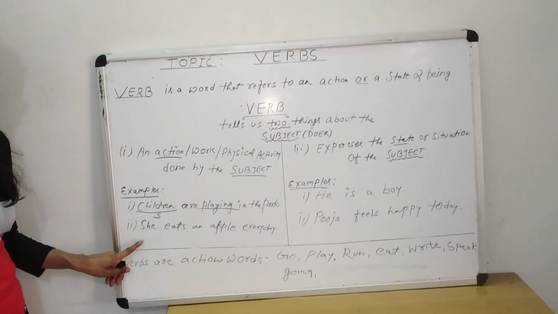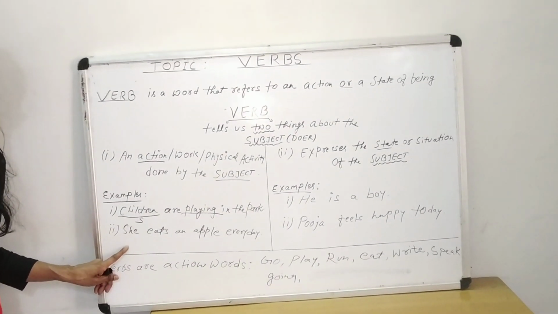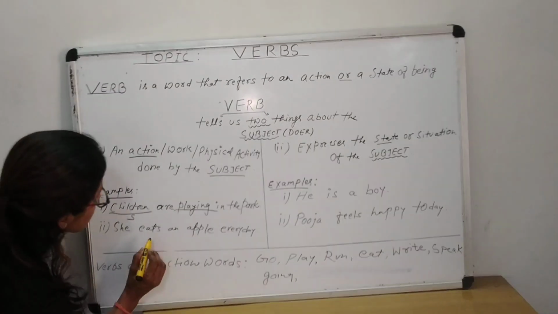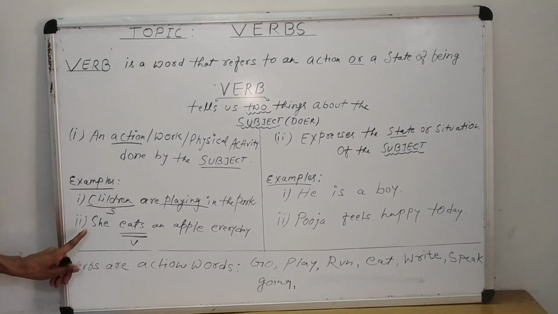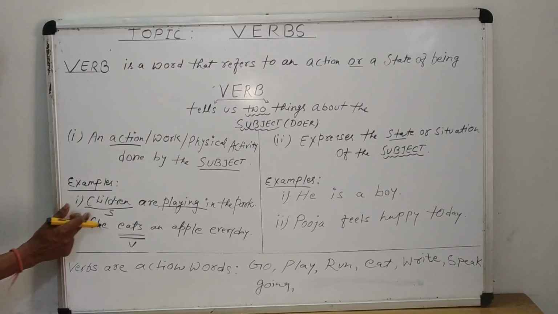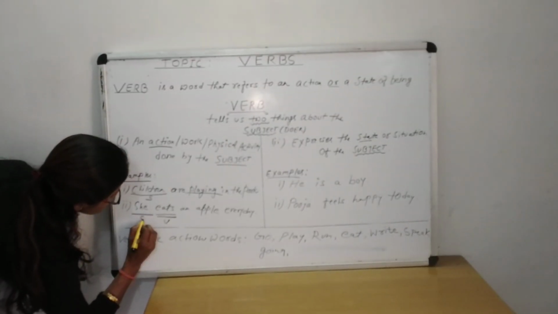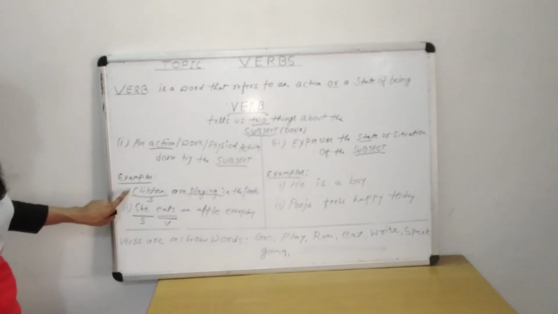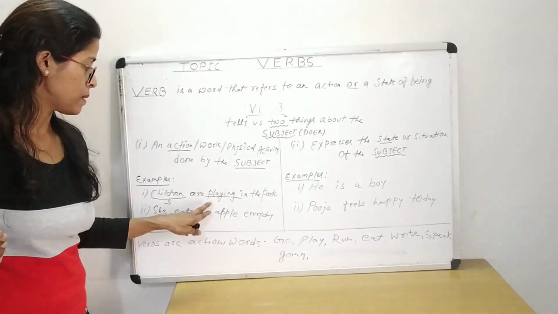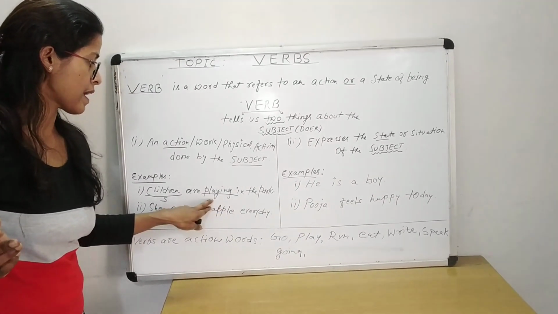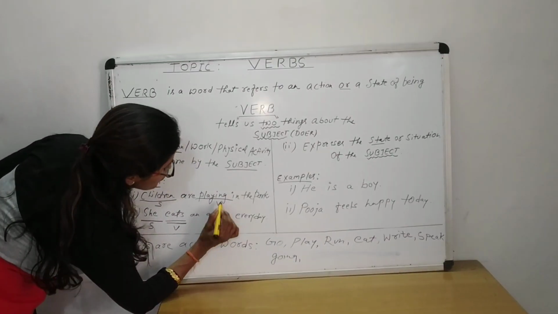Now, second example: she eats an apple every day. What is the action the girl performs every day? She eats an apple. So, eating is the verb. Eating is the action that she performs every day. And which one is the subject? What is the subject here? Obviously, she is the subject. And in the first sentence, children is the subject. Children are performing the action of playing. So, playing is the action word, playing is the verb here. So, I am writing V for your understanding.